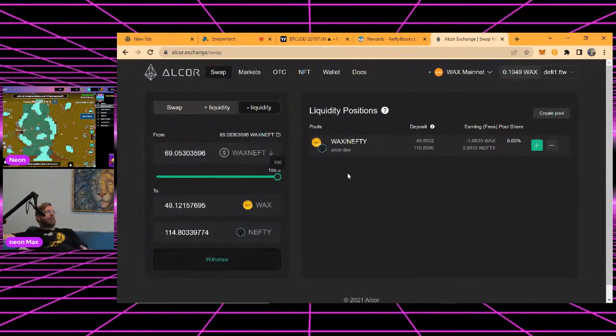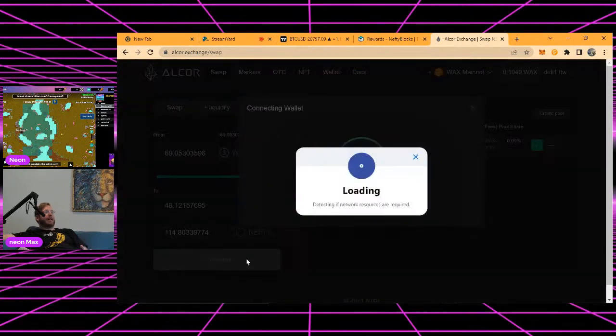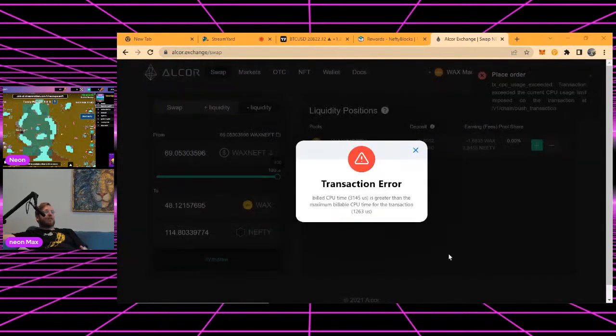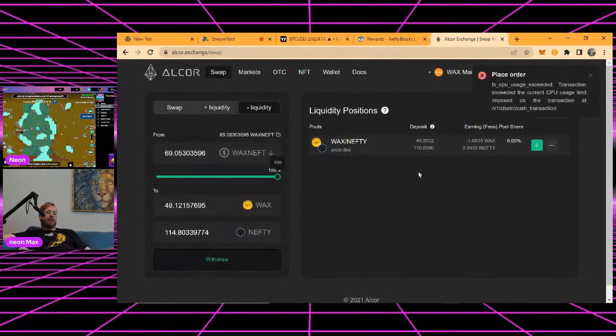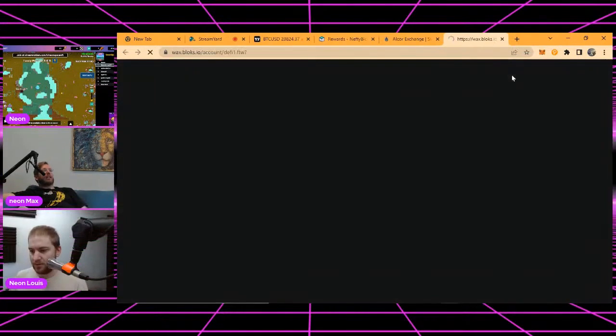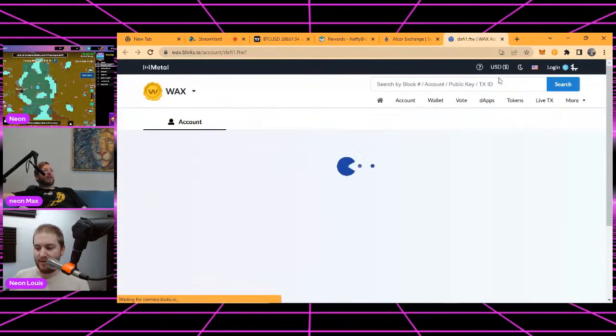But yeah, let's pull this out, sell the Nefty side, and then see what we're at with, oh, right, of course, out of CPU. So this is a nice way. I got to stake some CPU to my wallet that I haven't actually staked any from.